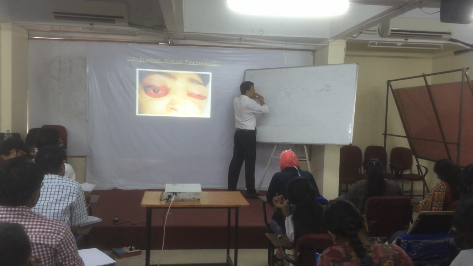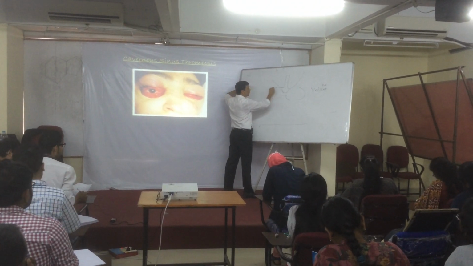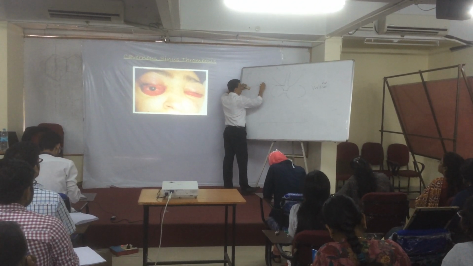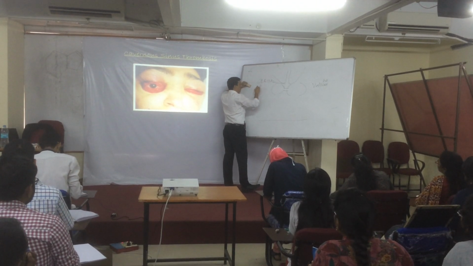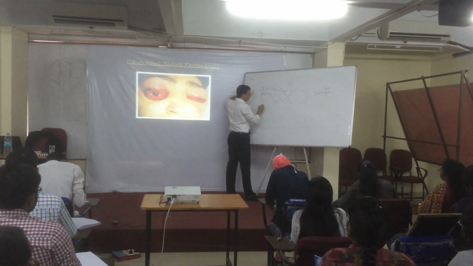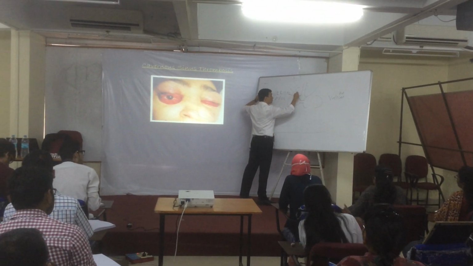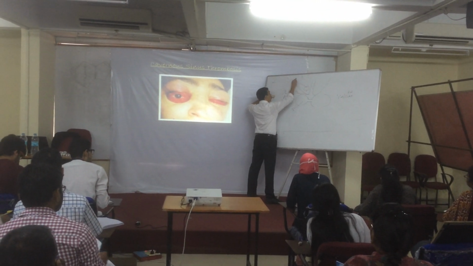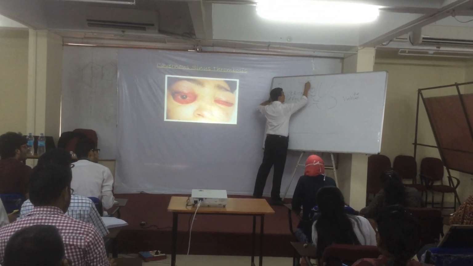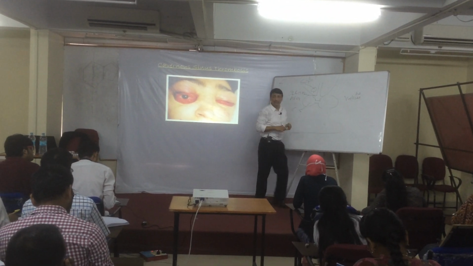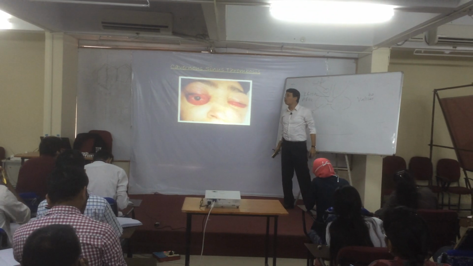See, there are three structures very close to each other. This is structure 1, called the orbital apex. Right next to it is the cavernous sinus, and close to the orbital apex there's another structure, very similar, called the superior orbital fissure. These three structures are all close together.